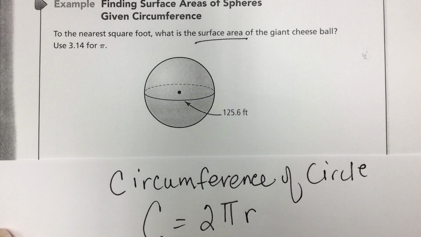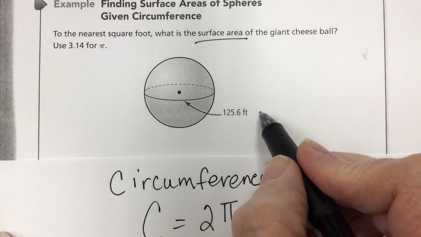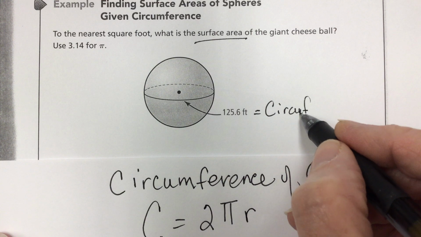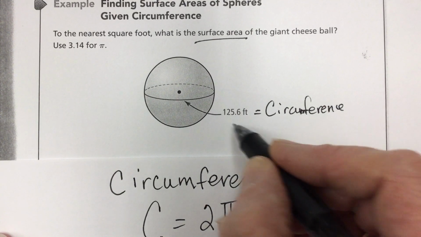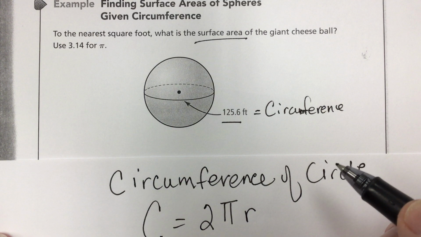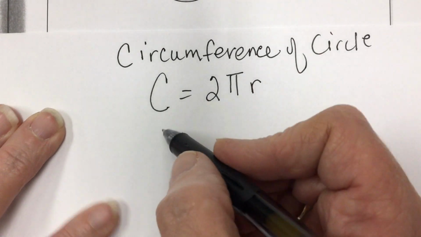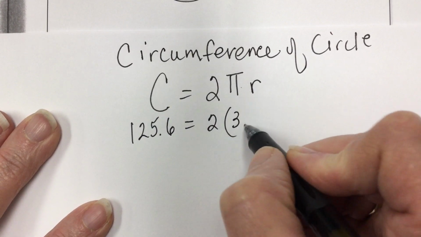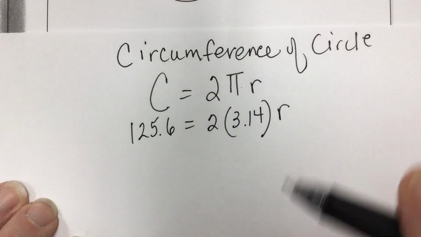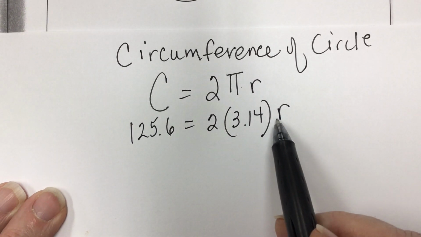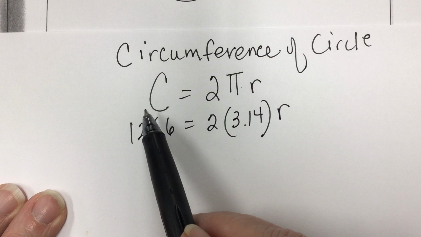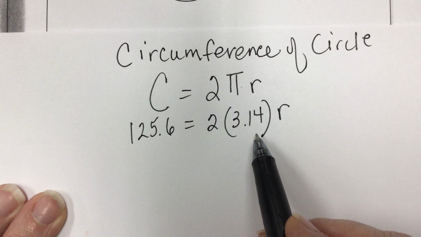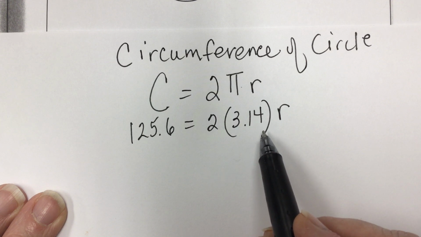Okay? 2 pi r. Well, we've been given circumference. That's the numerical value that we've been given, 125.6. So I'll replace C in my formula with 125.6 equals 2 times pi, 3.14, and we're solving for r. I had the circumference, so I used the circumference formula, plugged in everything I had, and now the only variable I have left is r, therefore I can determine what is my radius.